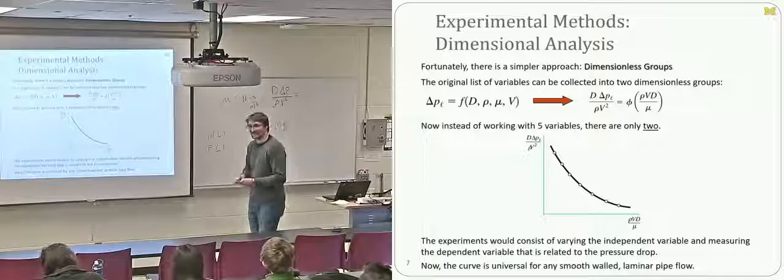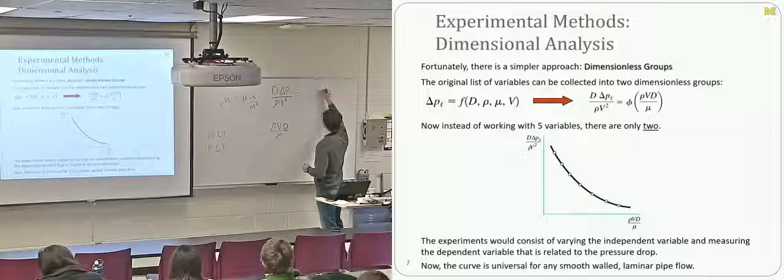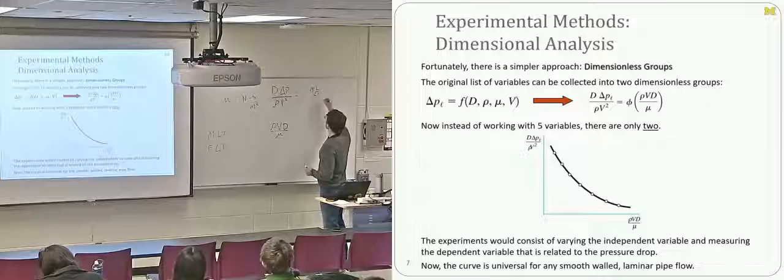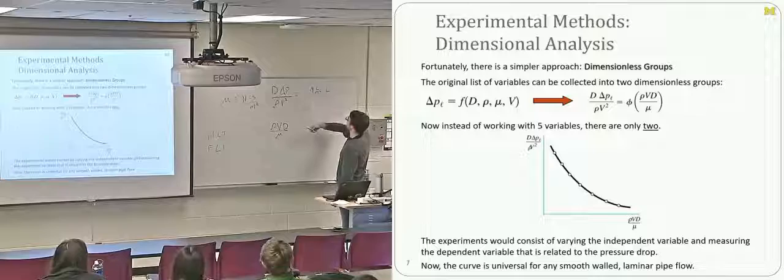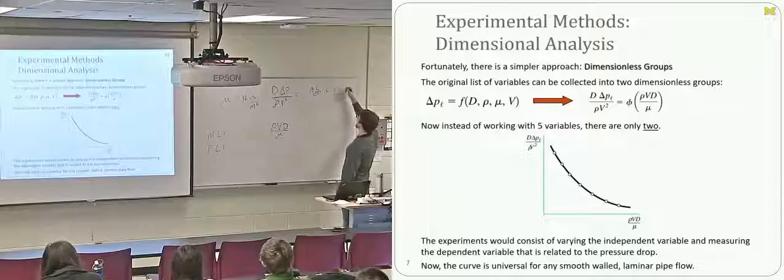For delta P, I had ML over T squared, all over L squared, because it's pressure, so the L cancels out. And diameter is just going to be a length. So these two things give us L squared. I haven't done this myself yet, so we'll catch any mistakes that come up together.